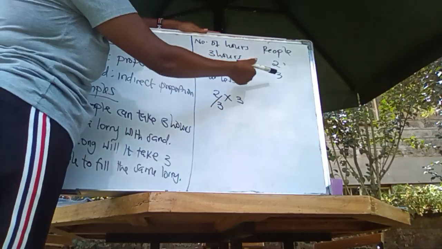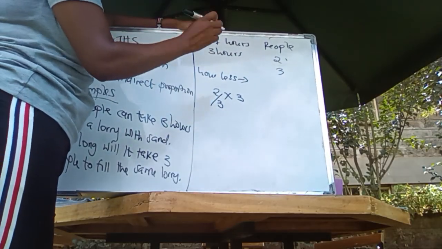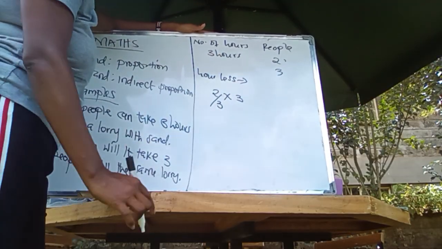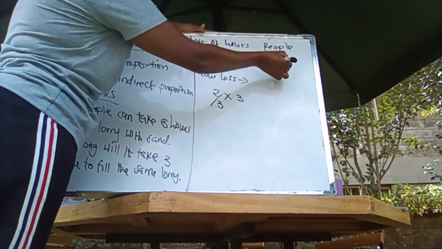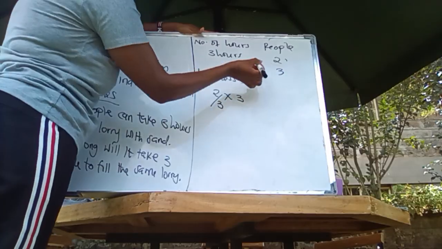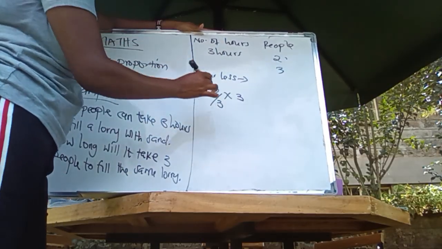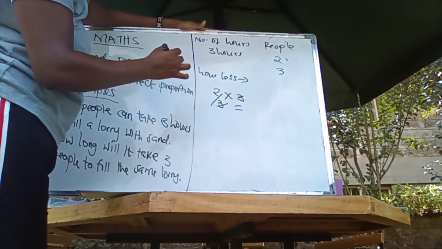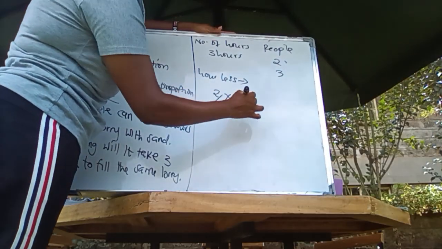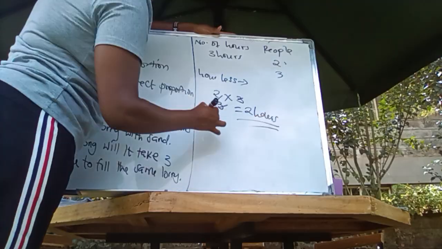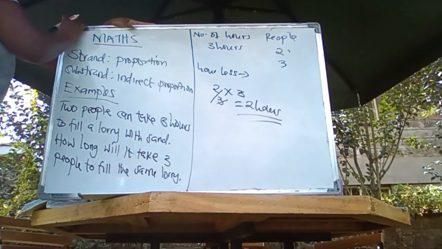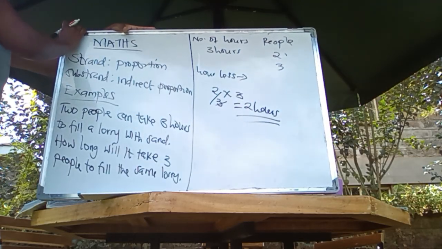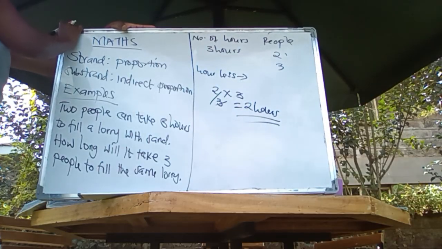In indirect proportion, you have to use your mind and think. If 2 people are taking 3 hours, will 3 people take more hours or less hours? If they are going to take less hours, then you take the number of people who are less over the number of people who are more, and then the hours, you just multiply them. Which is going to be, let me see, yes, it becomes 2 hours. So 2 people will take 3 hours and 3 people will take 2 hours.